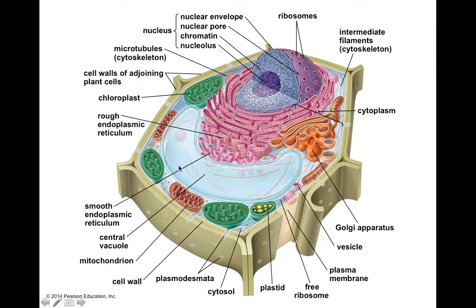Additionally, we have a central vacuole. A central vacuole is going to be where the plant stores water. It's also going to be where we put central pigments or any poisons that the plant might encounter. It will keep it away from the rest of the cell by keeping it in that central vacuole.